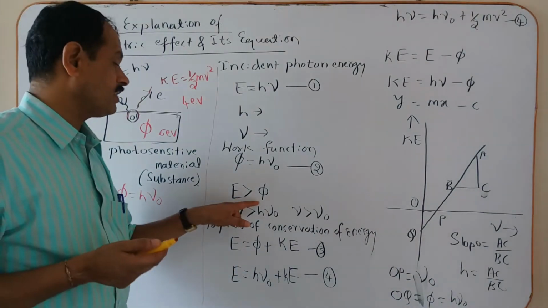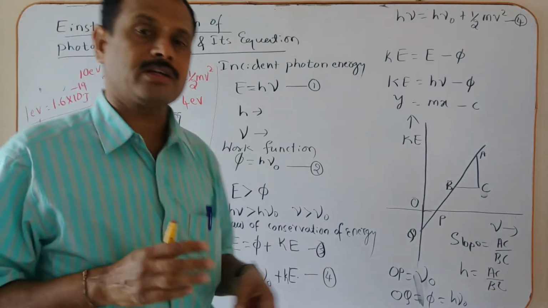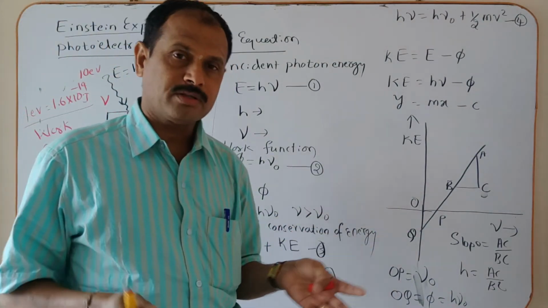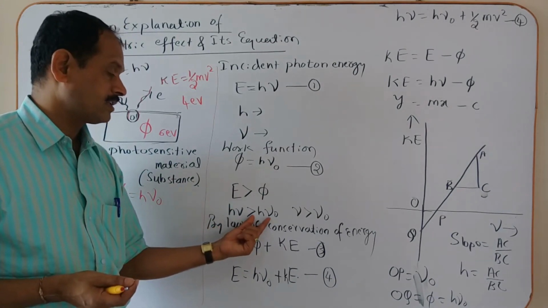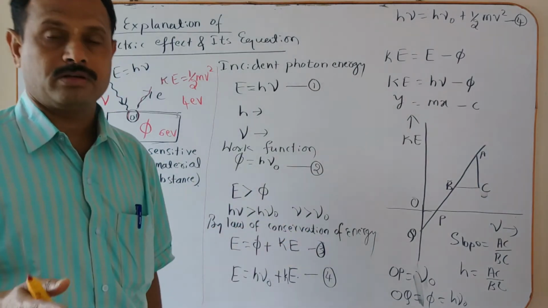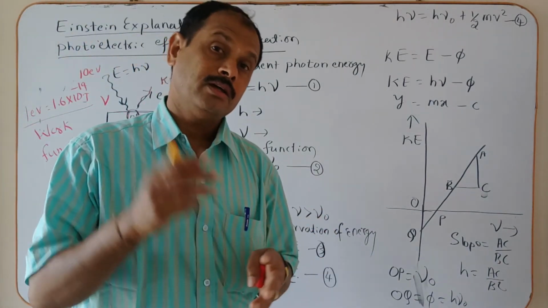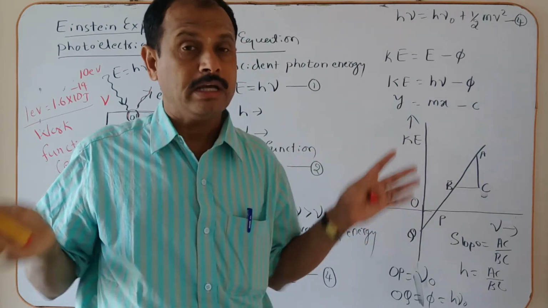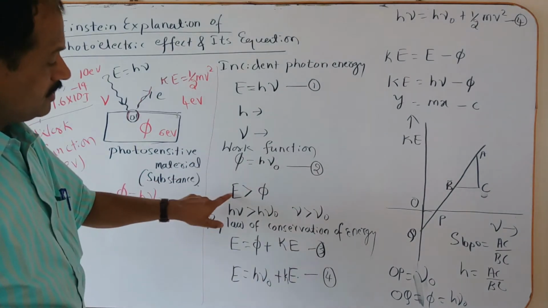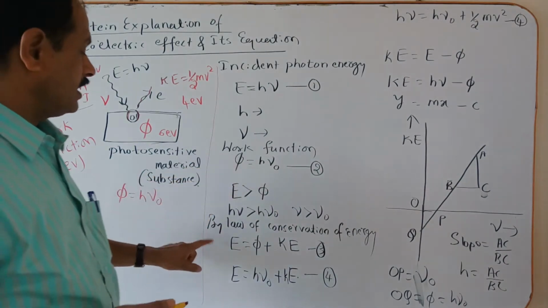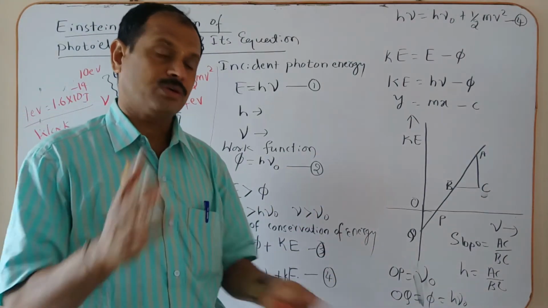Now the incident photon energy should be greater than the work function for photoelectrons to be emitted. That means h nu is greater than h nu naught, which means nu is greater than nu naught. Whatever the threshold frequency of the photosensitive material, the incident photon frequency should be greater than the threshold frequency. At that time the incident photon energy is greater than the work function, the photoelectrons are emitted, and the material shows the photoelectric effect.